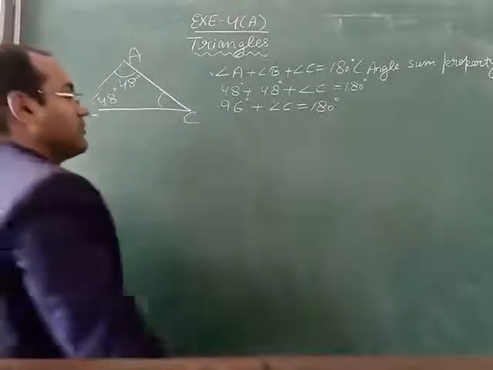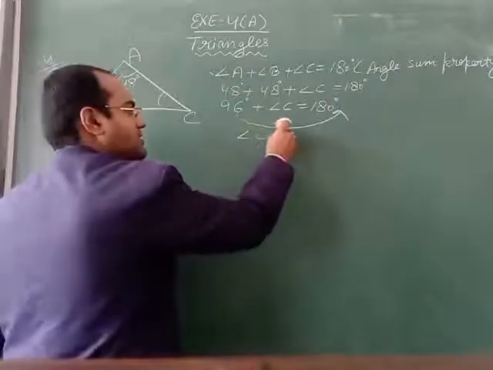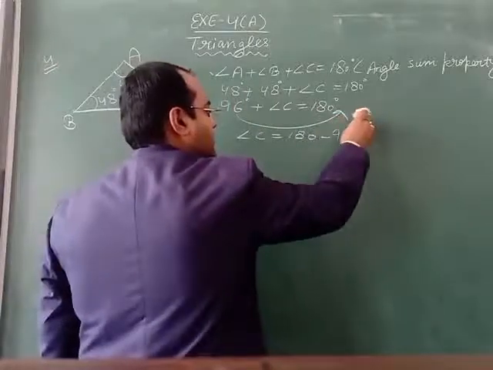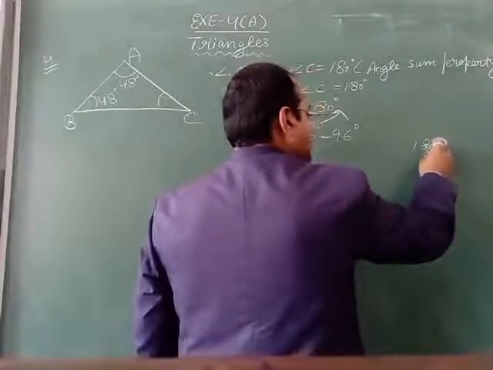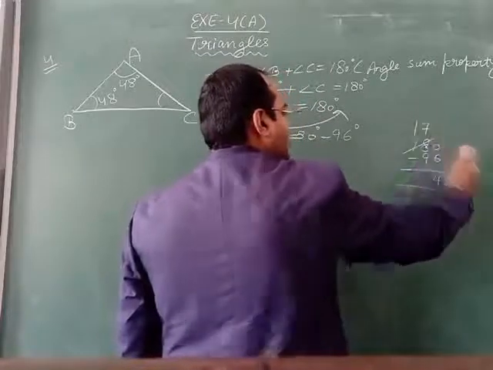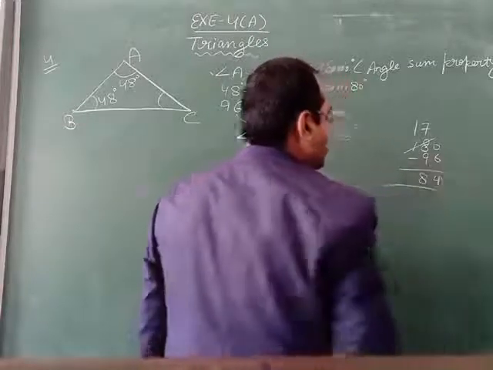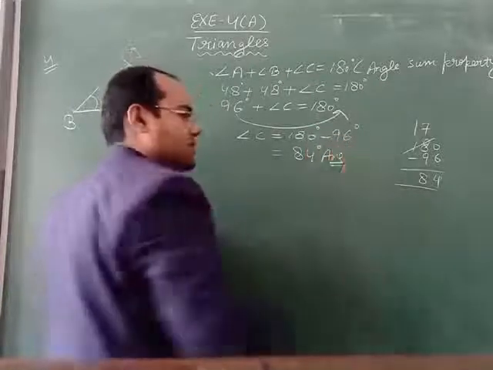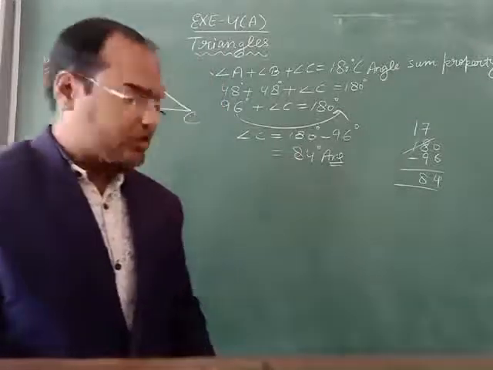Now in order to find this angle C, this 96 we have to bring to the right hand side. So angle C is equal to 180. This plus 96 will become minus 96 when it is written on the right hand side. Now on subtracting, 180 minus 96, we get 10 minus 6 is 4. Here it will be 17. 17 minus 9, we get 8. Then our answer is 84 degrees. So this is your answer for angle C. So like this you have to do question number 4. Now come to the next question.